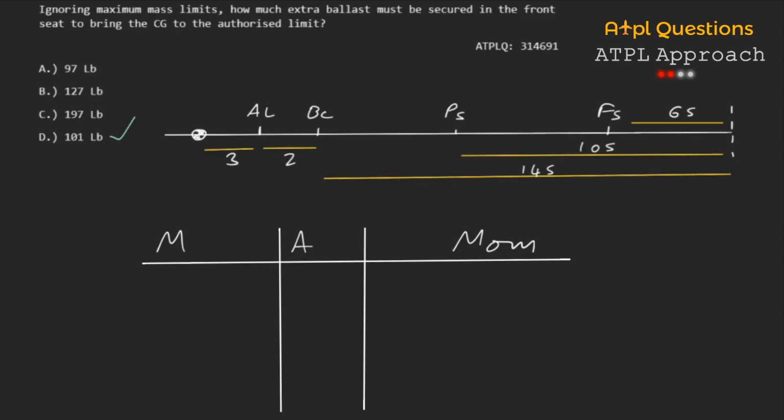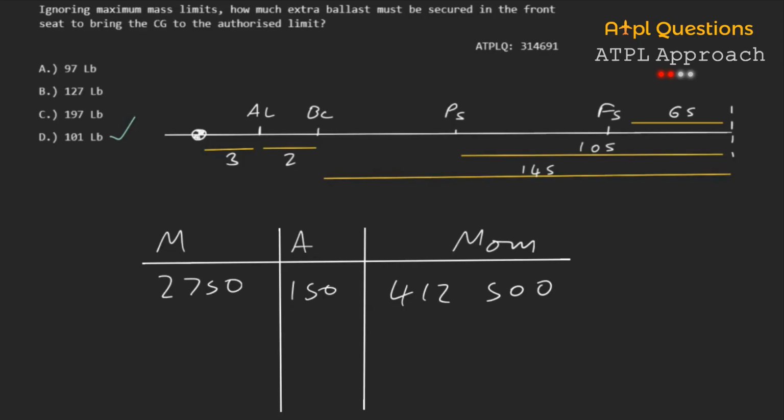Initially, we're going to start with the original configuration, which is our original mass of 2,750 pounds multiplied by the original center of gravity position, which is this 145 plus the 3 and the 2. So that's 150. And that multiplied gives us 412,500.